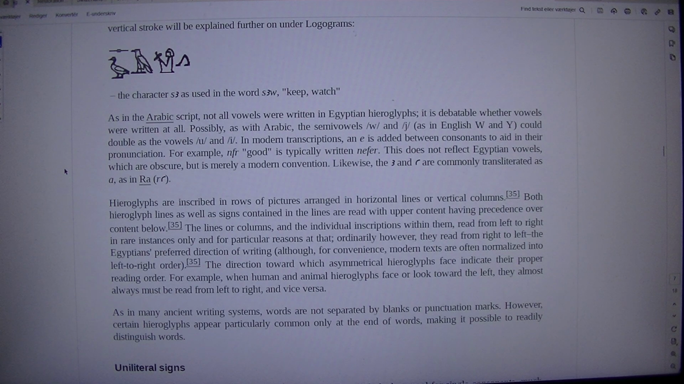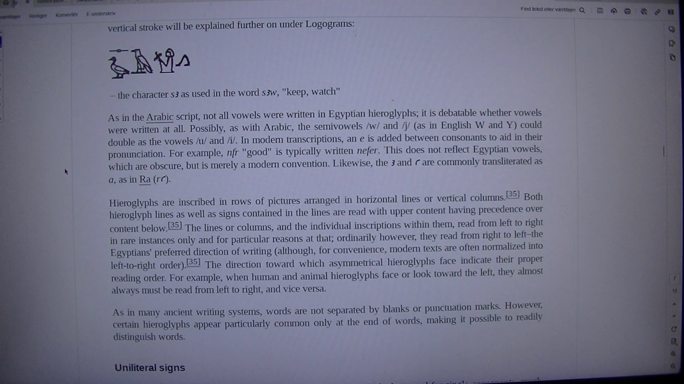Lines are read with upper content having precedence over content below. 35. The lines or columns, and the individual inscriptions within them, read from left to right in rare instances only and for particular reasons at that. Ordinarily, however, they read from right to left. This was the Egyptians' preferred direction of writing, although, for convenience, modern texts are often normalized in left to right order.